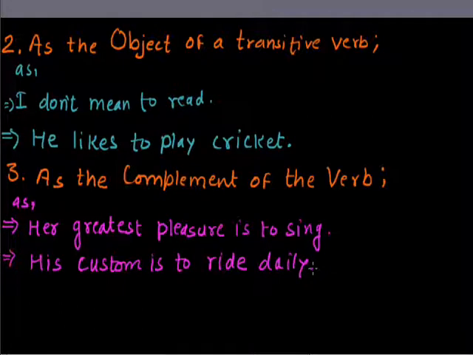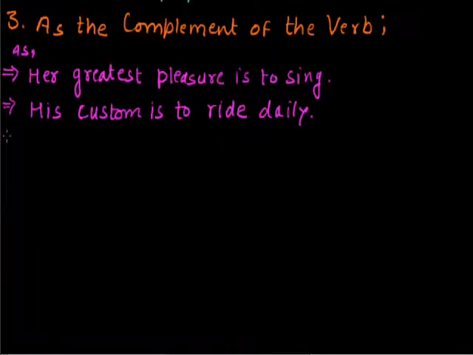Again in the second sentence, his custom is the first part of the sentence, it is the subject, and then we have used the infinitive to write daily after the verb is as the complement of this verb. So to sing and to write daily both are the complements of the verb is. Got it? Now, next use of the infinitive is that the infinitive can be used as the object of a preposition.